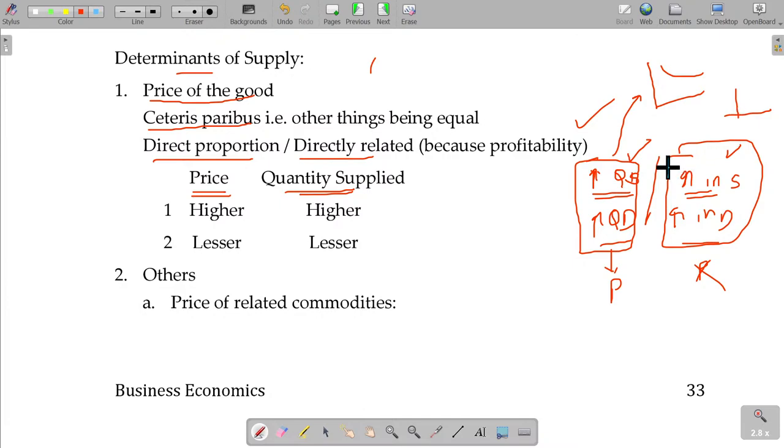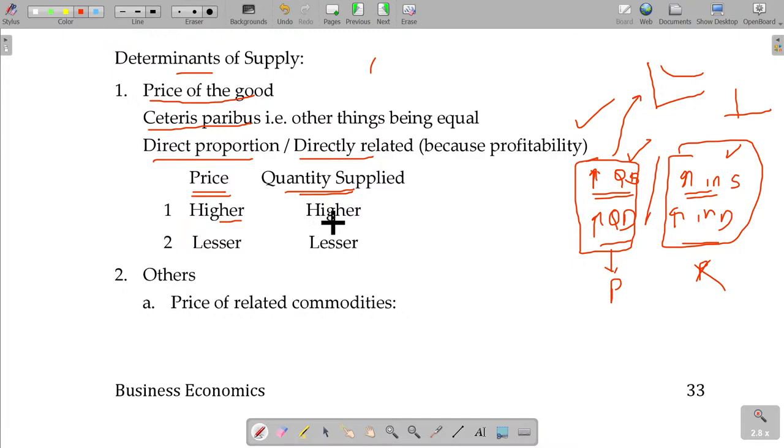But other than the price of the commodity, of course, the supply also gets affected. That will be studied as increase in supply or decrease in supply. There will be a shift in the curve. Is that okay? Hope you could now understand.